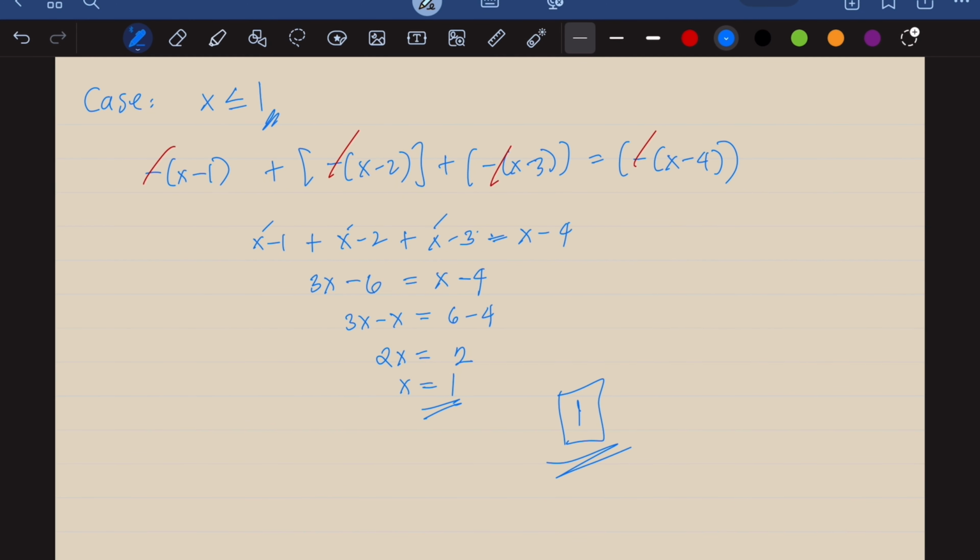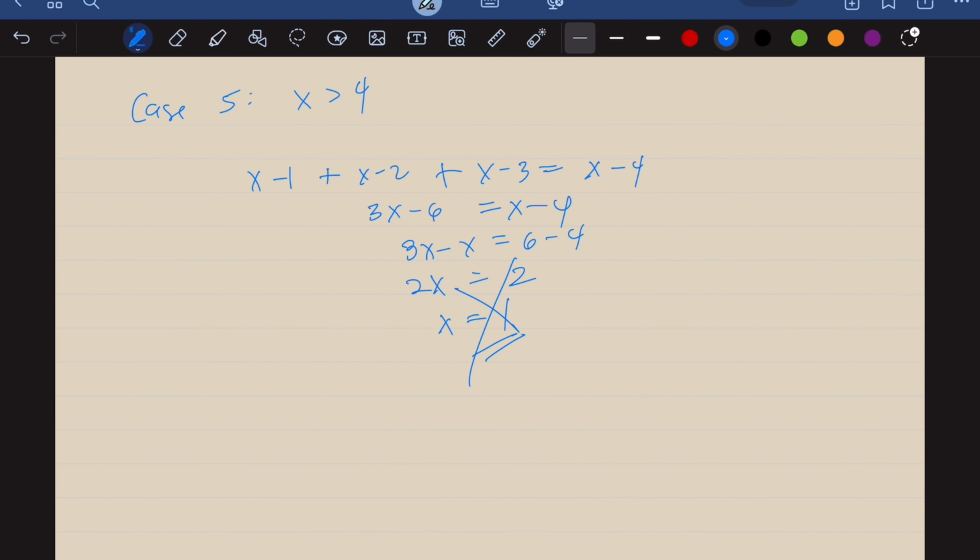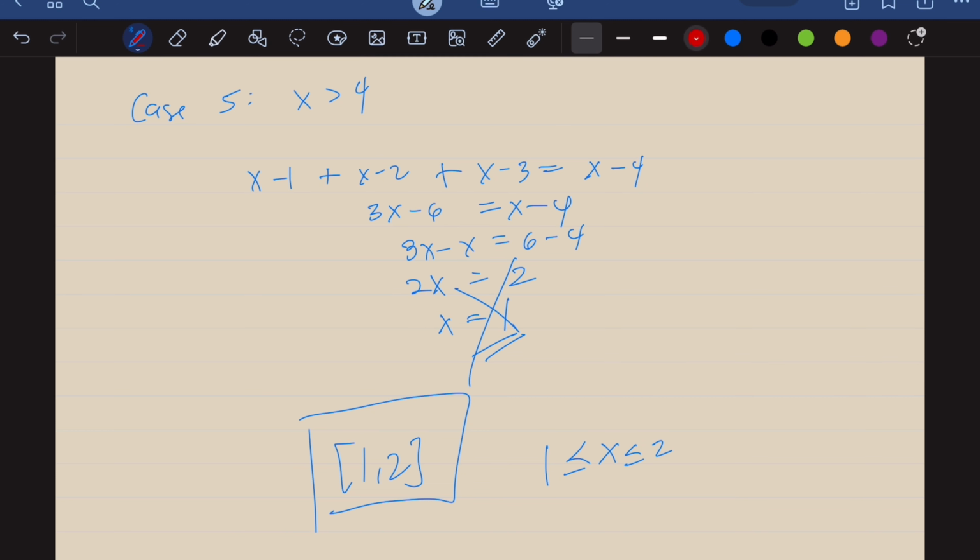Therefore, if we collect all cases, we see that the solution set is actually the set 1, 2, or the interval containing all values between 1 and 2 inclusive. Therefore, the solution set here is this one. In interval notation or as a compound inequality, we can write it like this. Either works, whatever makes you happy. Thus the answer is 1 to 2, inclusive, and that's our final answer.